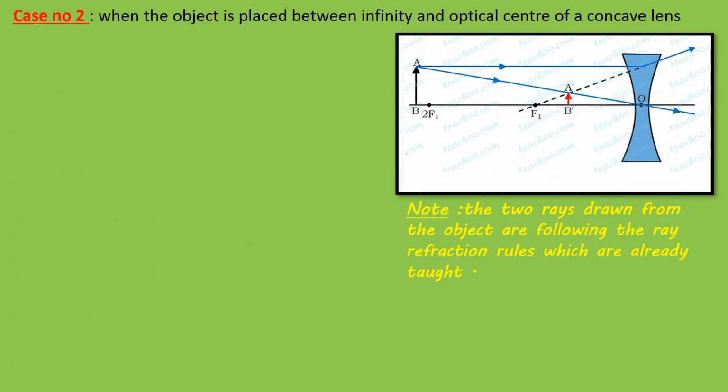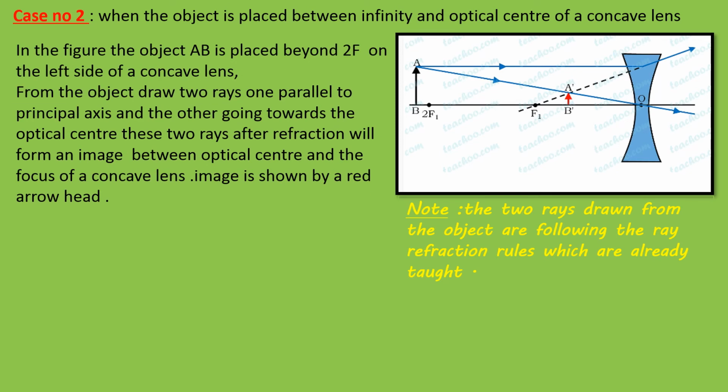Case number 2. When the object is placed between infinity and optical center of a concave lens, the image is formed as shown in the figure. In this figure, the object AB is placed beyond 2f on the left side of a concave lens. From the object, we'll draw two rays of light going towards the concave lens. The first ray of light is going parallel to the principal axis. After refraction through a concave lens, it will diverge in a specific direction such that when it is extended backward, it will pass through the principal focus of a concave lens.